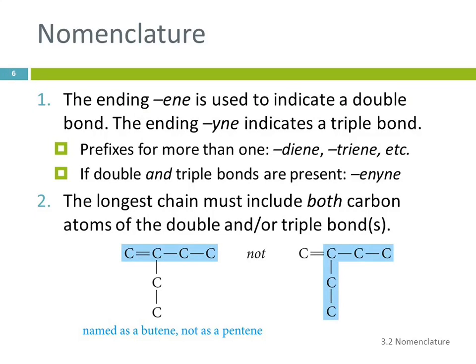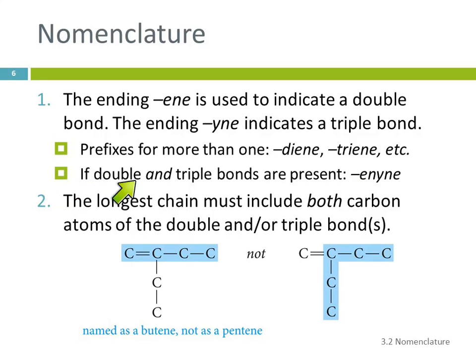Naming alkenes and alkynes, we're following the same basic pattern. We're going to use the ending "-ene" to indicate a double bond and "-yne" to indicate a triple bond. Sometimes there's more than one double or triple bond. So 2 double bonds would be diene and 3 would be triene.